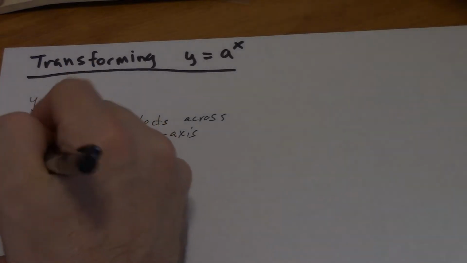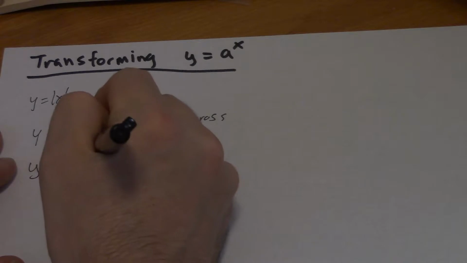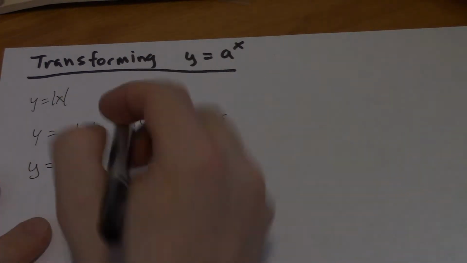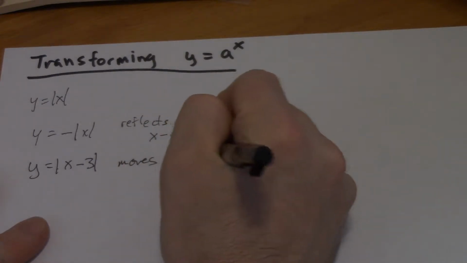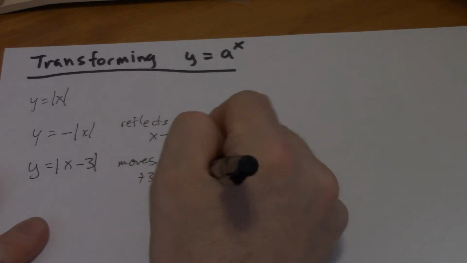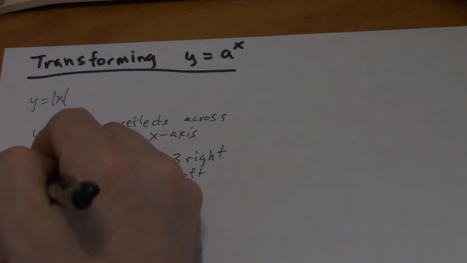Okay? And then there's y equals something like, let's say, x minus 3. Alright? And this moves 3 to the right. And if it were plus 3, it'd be left. Okay? And remember, this is on the inside, it's always the opposite of what you think.